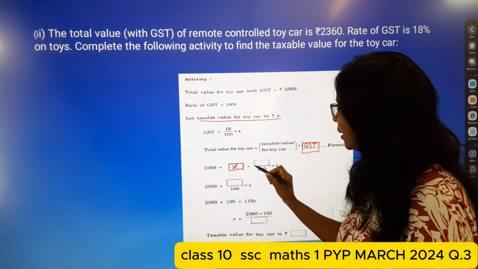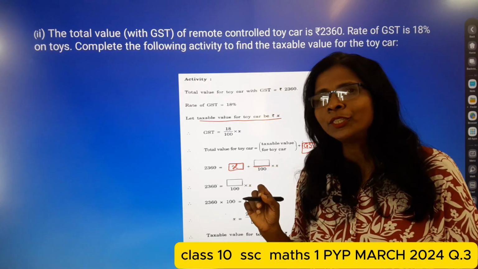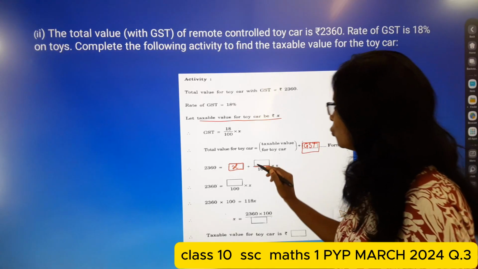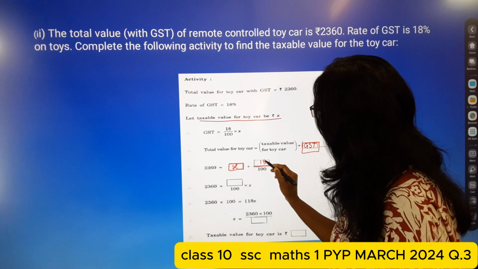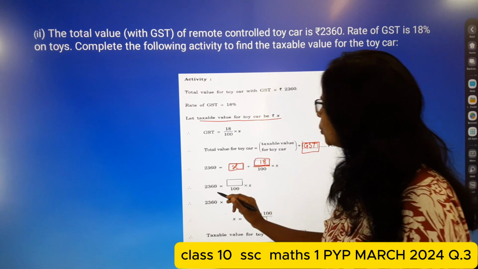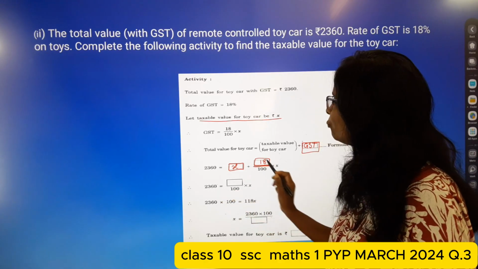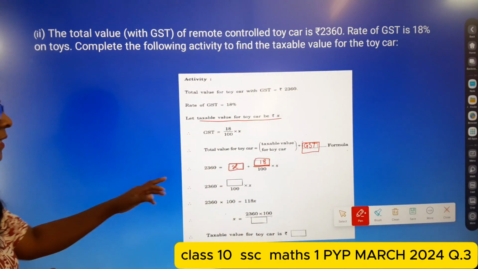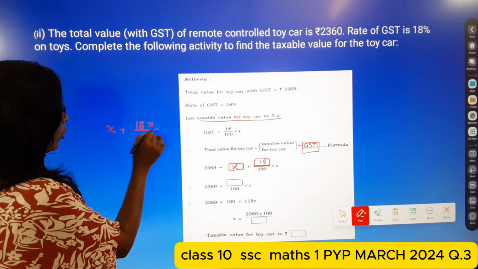Now plus, divided by 100 multiply X, that will be the GST. The formula for the GST is the percentage GST multiply the taxable value. So the rate of GST is 18%, so here we write the 18. Then 2360 is equal to, now do the calculation of these, students. What is the calculation? Here we can see that X plus 18X upon 100.